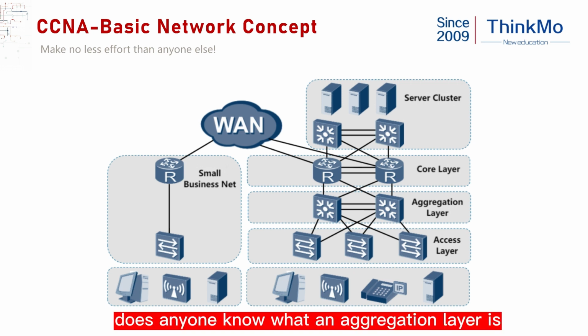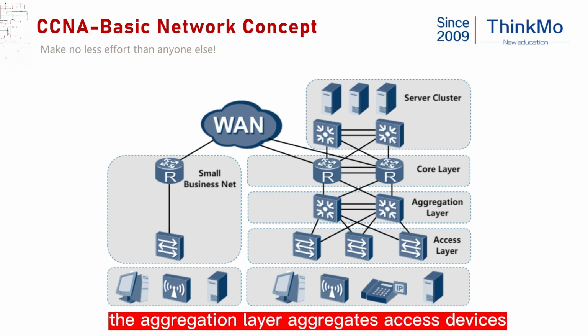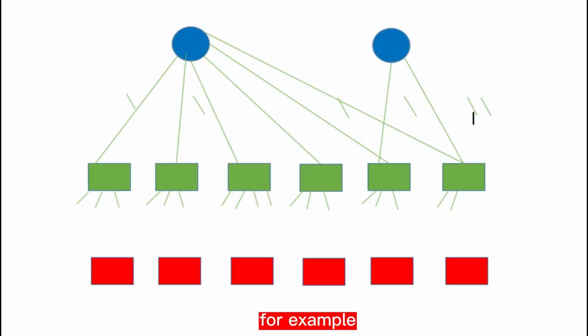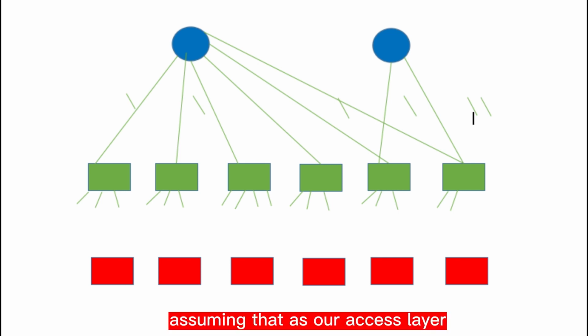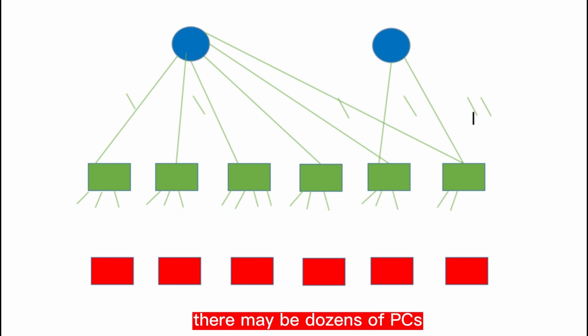Does anyone know what an aggregation layer is? What is the aggregation layer? The aggregation layer aggregates access devices. I will give you an example. For example, this is our terminal, one by one PC, very many PCs. Then this is our terminal. Assuming that as our access layer, this is an access switch, one by one. There may be dozens of PCs connected to each switch.